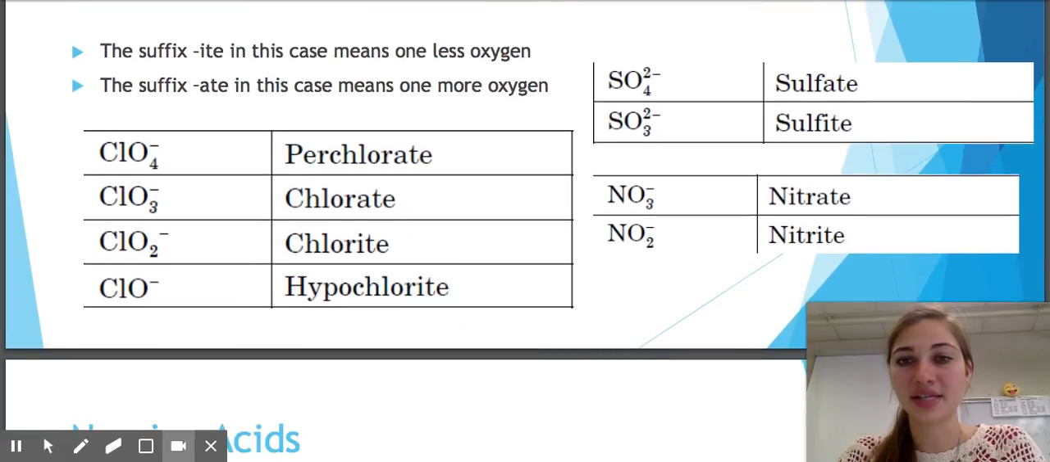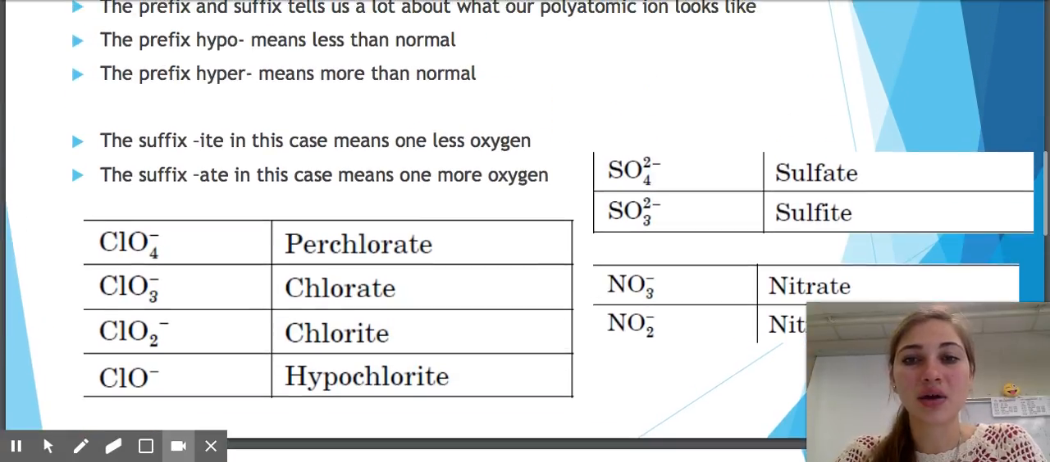And then the nitrate series here, the ATE ending has 3 oxygens, so the ITE ending would have 2 oxygens. If I were to ask you for the hyponitrite, that would only have 1 oxygen, and then the per-nitrate would have 4 oxygens. So this is how we are going to be naming our different polyatomic ions.